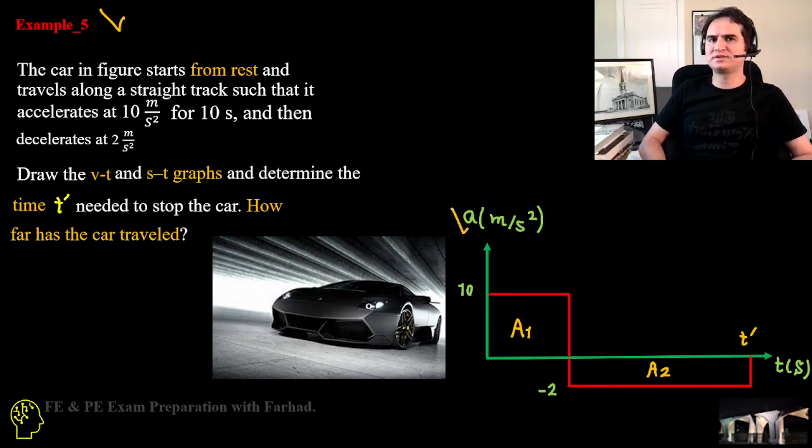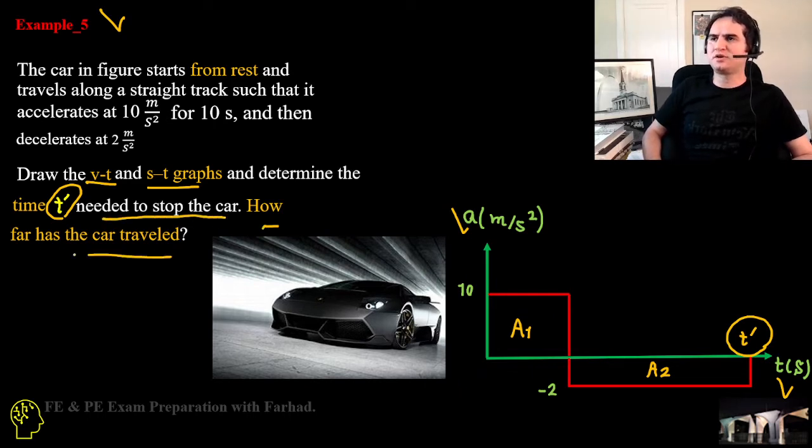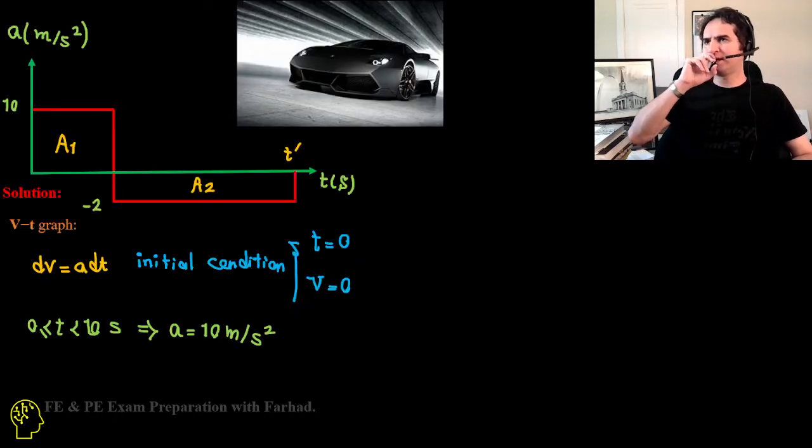We have acceleration versus time, and we want to draw velocity versus time and displacement versus time, and also determine t prime, the time, which is here, needed to stop the car. Also, we want to know how far the car has traveled when it comes to a stop. So let's see how we can approach our problem. First part is the velocity-time graph.